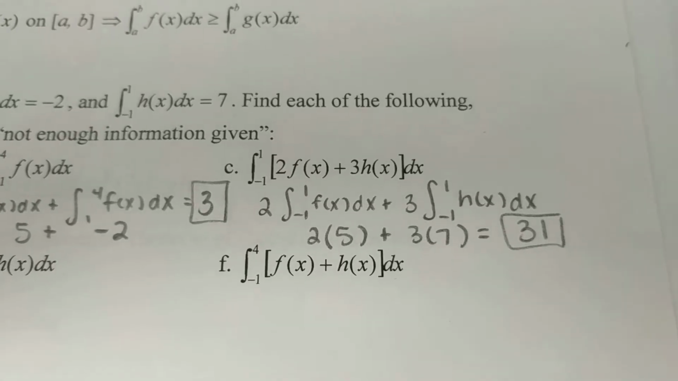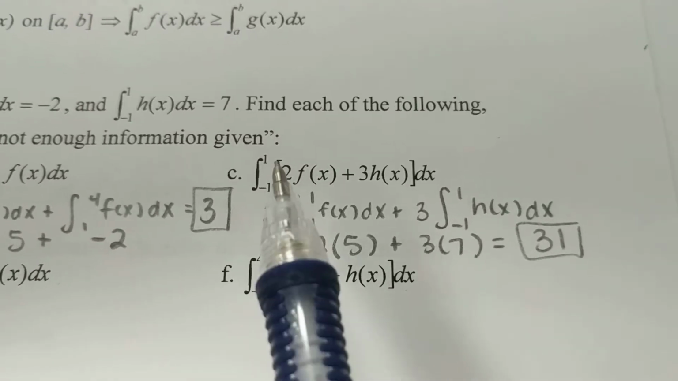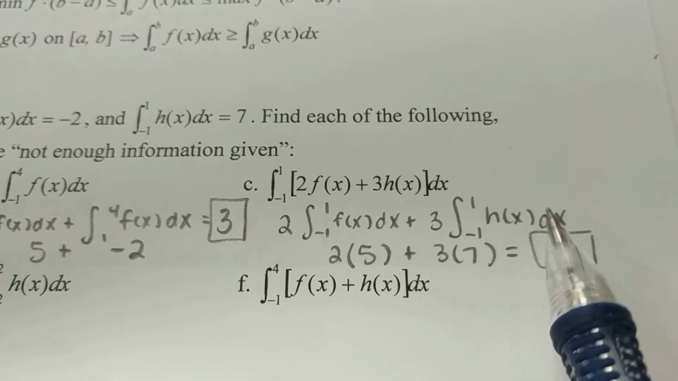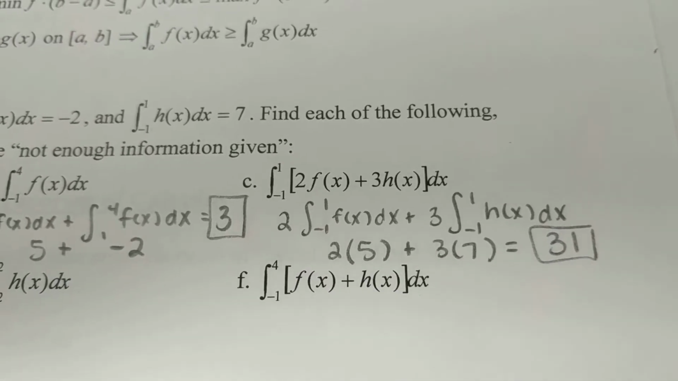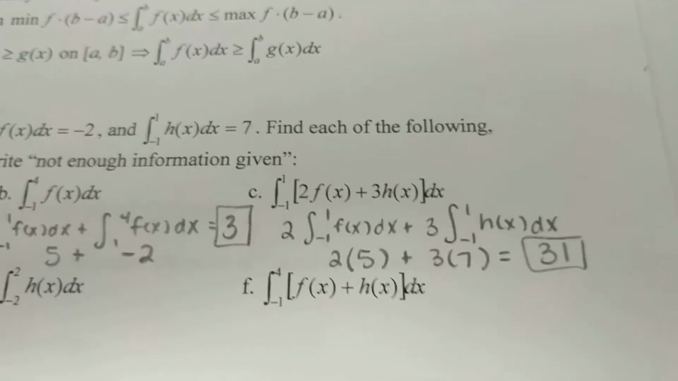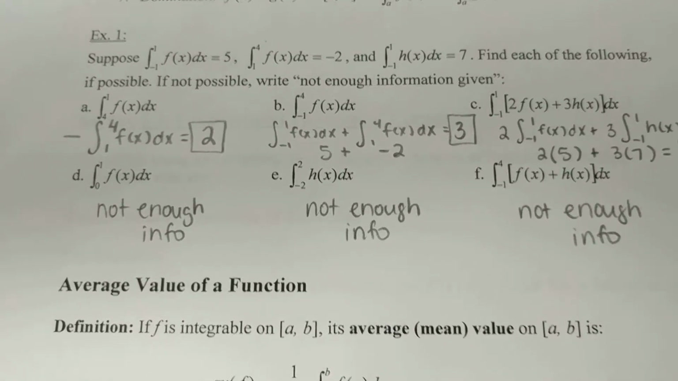For this one, I could pull the 2 and the 3 out, but make sure you're separating these. So it's 2 times f and 3 times h. And so it was 2 times 5 and 3 times 7. When I add those together, I get 31. I want you to try the remaining 3. For all 3 of the remaining ones, there was not enough information given.